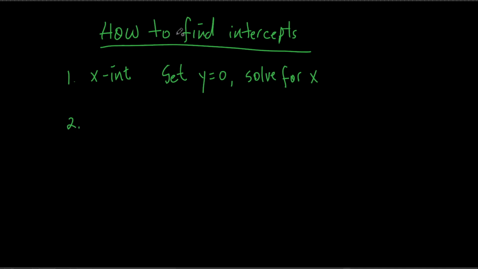Secondly, what do you think the next one is? What's the other intercept we're going to find? The y-intercept. Good. And what are we going to do here? We're going to set the x equal to 0, and we're going to solve for what? For y.